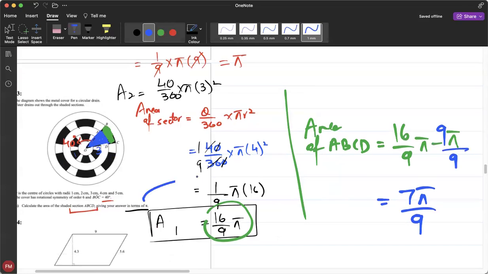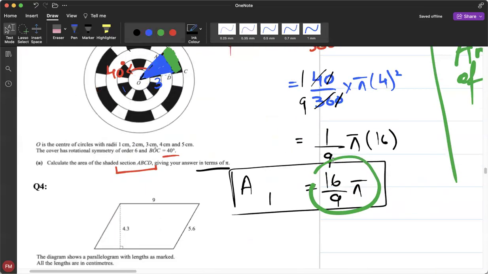It says giving your answer in terms of pi. Are we not supposed to divide this? Never divide this in paper 1 unless you hate yourself. So we need the answer in a fraction, and that's perfectly fine. Anyways, that's how it works.